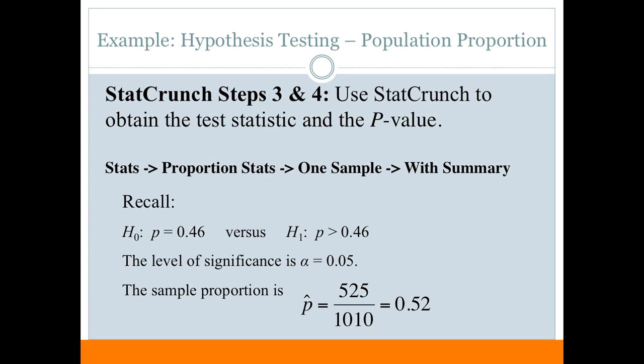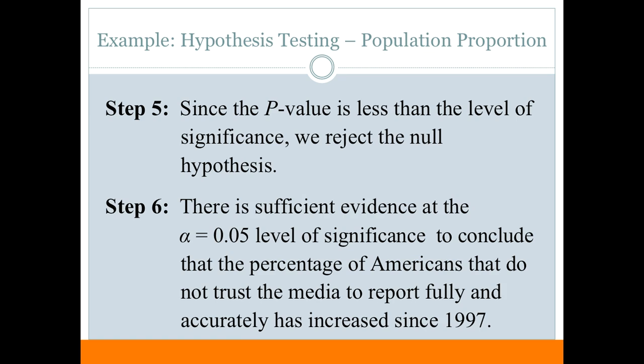So at this point, we have conclusions that agree using StatCrunch and using the by hand method. So we can make a conclusion. Since our p-value is very, very small, it's less than alpha, we're going to go ahead and reject the null hypothesis. So we would say that there is sufficient evidence at the 0.05 level of significance to conclude that the percentage of Americans that do not trust the media to report fully and accurately has in fact increased since 1997. So that means that our sample data did support the researchers' idea that the percentage of Americans that don't trust the media has actually increased.